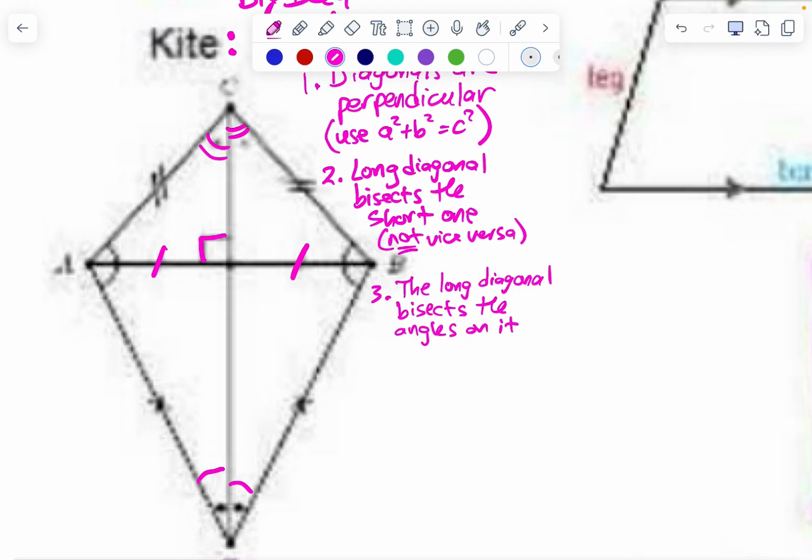Do you think this short diagonal bisects angles A and B, like in this picture? Nope. So just to clarify, not the short diagonal, it does not do this.